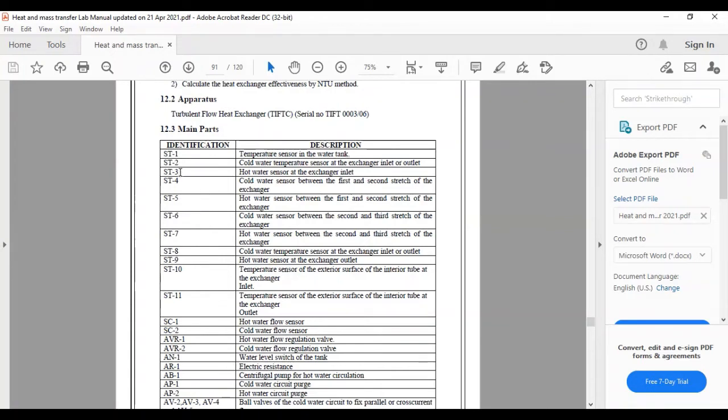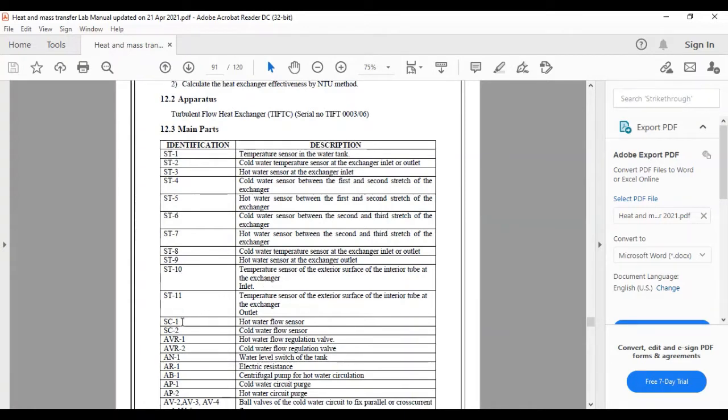Similarly, ST3, ST5, and ST7 are the temperature sensors which will measure the values of hot water at different places. ST4, ST6, and ST8 are the sensors which will measure the values of cold water temperature at different distances. ST9 will measure the temperature of hot water at the exchanger outlet, and ST10 will measure the temperature of cold water at the inlet or exhaust.